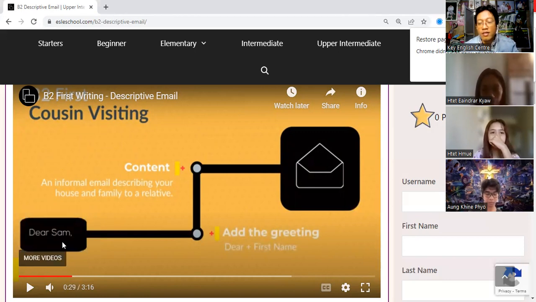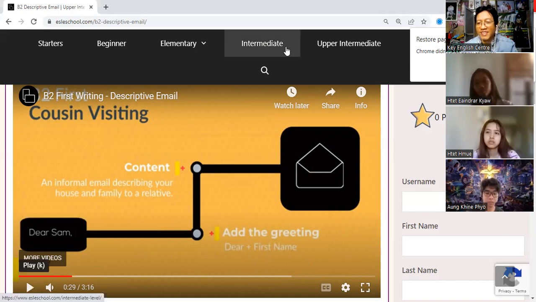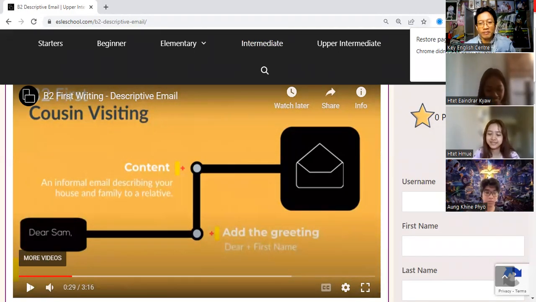Dear Sam, okay. This is Sam, is it his first name or last name? First name or last name? Last name or surname? First name. For example, Chad is like Sam, first name, right? So is this a formal letter or an informal letter? Informal letter. That's why we can write the first name, right? Dear Sam, dear Ta, like this. Okay, dear Sam.